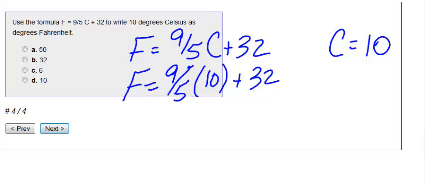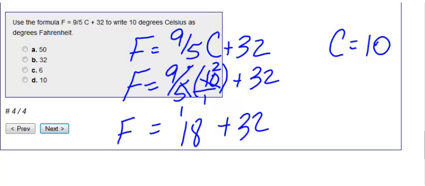All right, so 9/5 times 10. So we need to multiply when we have fractions. We multiply across, and we simplify if we can simplify. 5 goes into 5 once, 5 goes into 10 2 times. So really I'm just multiplying 9 times 2. 9 times 2 gives me 18. I still have this plus 32. And an 18 plus a 32 now gives me 50. Therefore I get choice A.